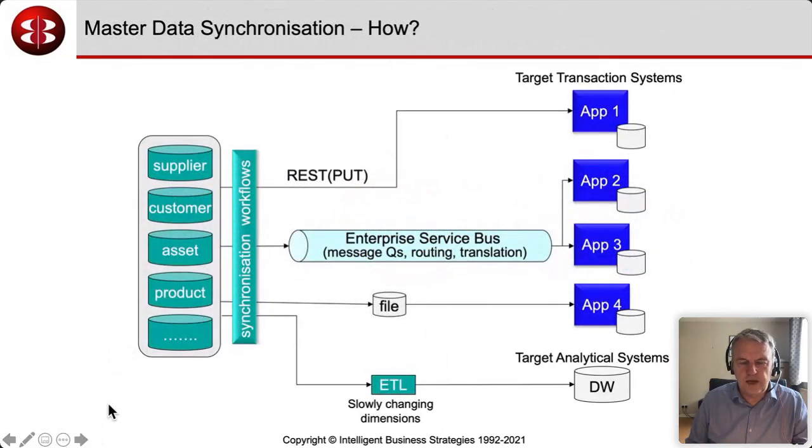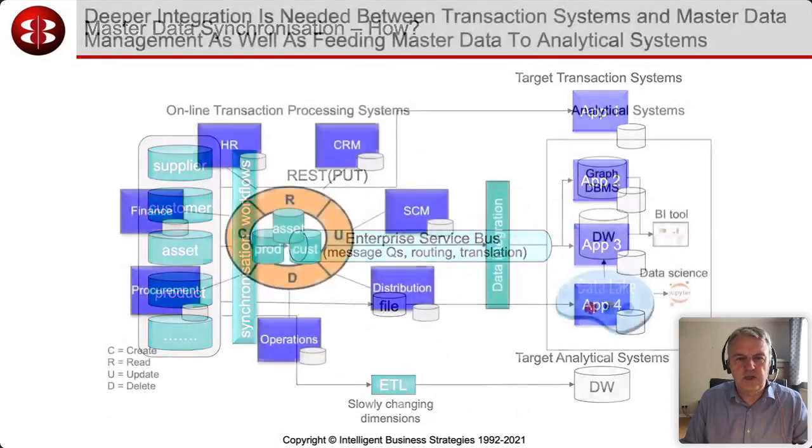And of course, we can do that either through push or pull. If we push it out, we can push it out through REST APIs into target applications, or we can push it out into middleware like a service bus and deliver it, push it once and deliver it many to anything connected to it. We can send it out in a file, and we can also extract it and load it into data warehouses. Any changes to that master data would be treated as slowly changing dimensions.